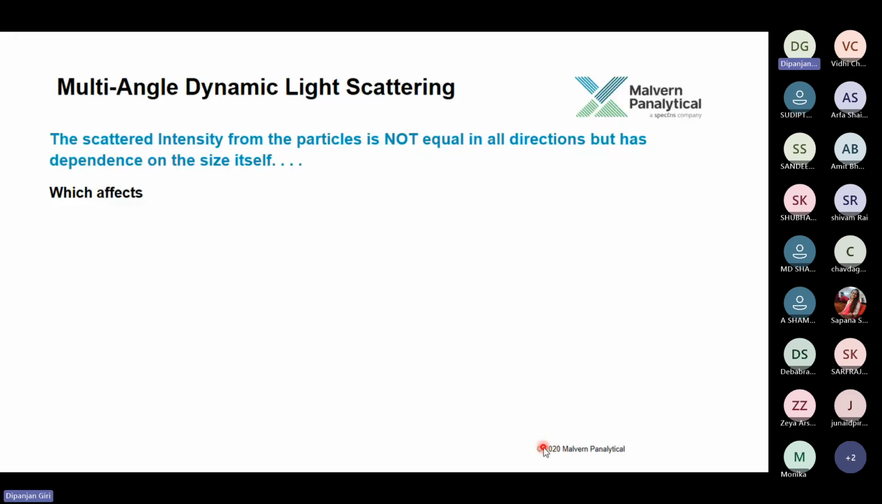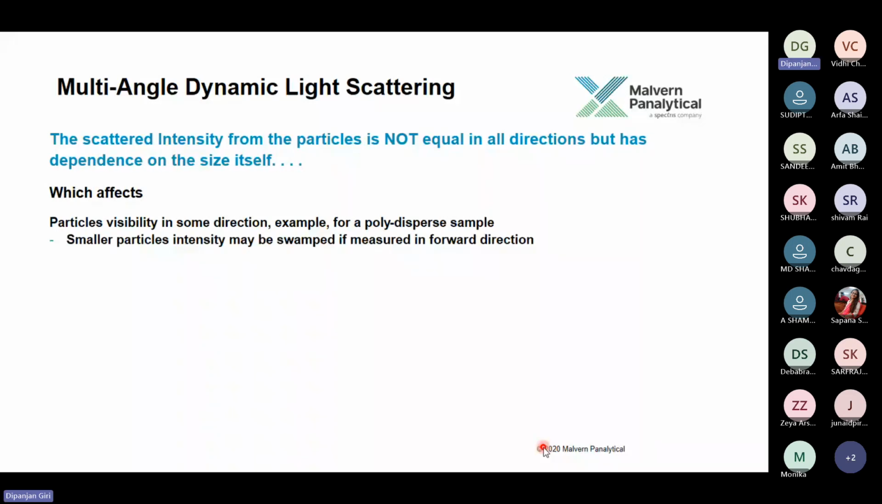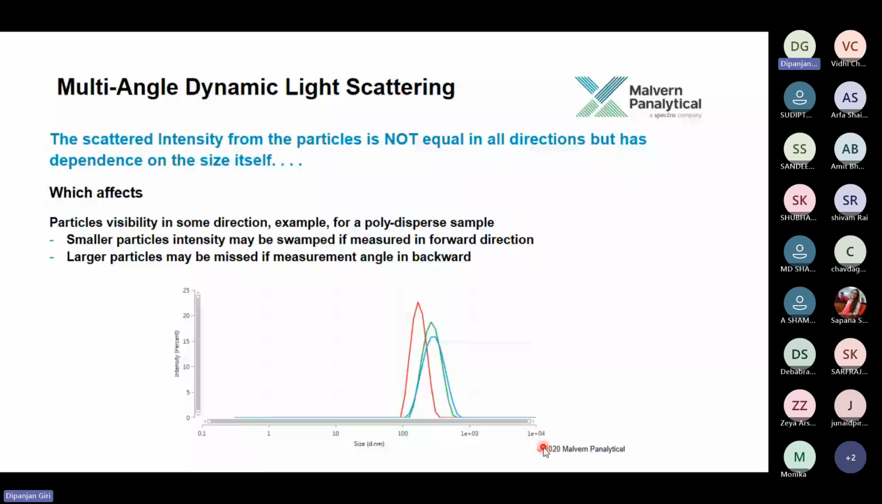This can affect particle visibility in some directions. For example, for a polydisperse sample, the smaller particle intensity may be swamped if we measure in the forward direction, and the larger particles may be missed if we measure at the backward angle. This is an example of a mixture of 150 nanometer and 300 nanometer polystyrene latex beads. The intensity varies as the size varies, as we see, which can affect your ultimate measurement.